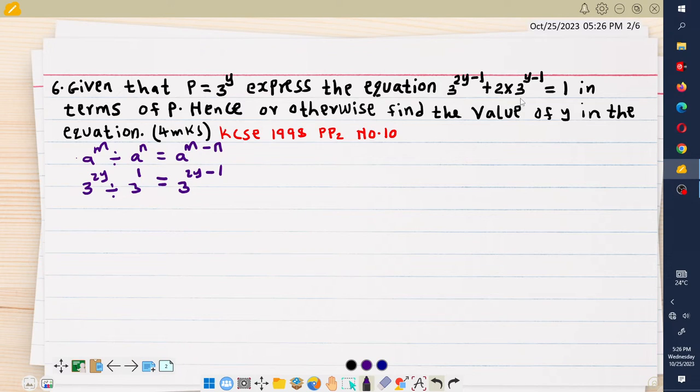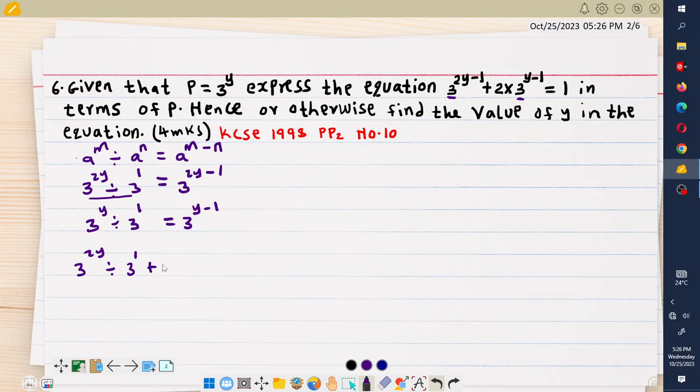Then this second value here, if this is 3 power y minus 1, it simply means on this other side, it was supposed to be 3 to the power of y, then divided by 3 to the power of 1. Then I'm going to substitute those values in this equation. So where I have 3 to the power of 2y minus 1, I'm going to substitute with this one here. So I'm going to have 3 power 2y, then divided by 3 power 1. Then I continue with the equation.